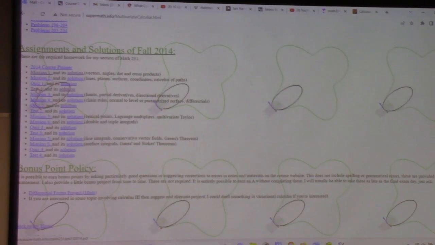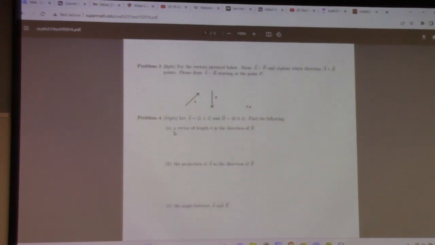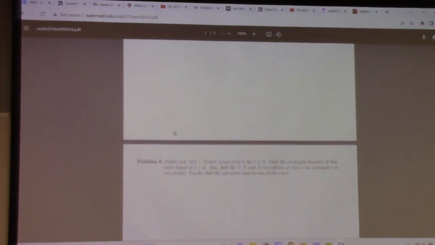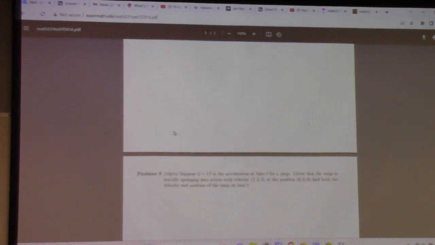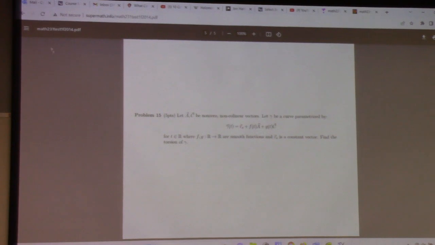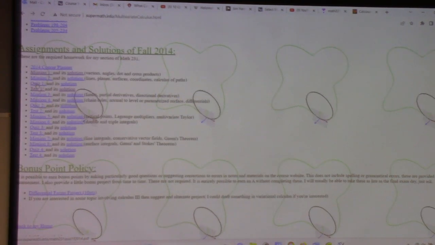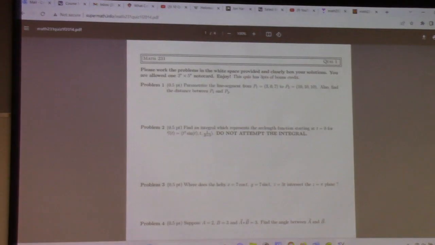If you go down here eventually, I do have old tests, like test 1 of 2014. So you can get a sense of what a test looks like, its length. This is probably somewhat representative. I used to give just one quiz with each test. So the quiz was actually like the pre-test.